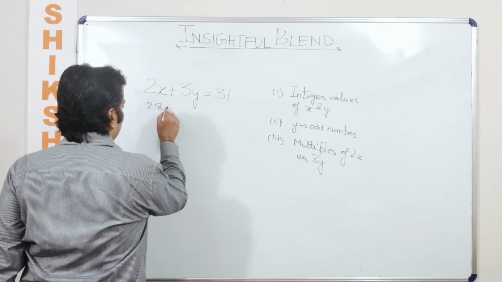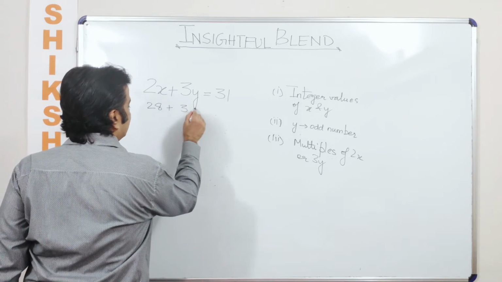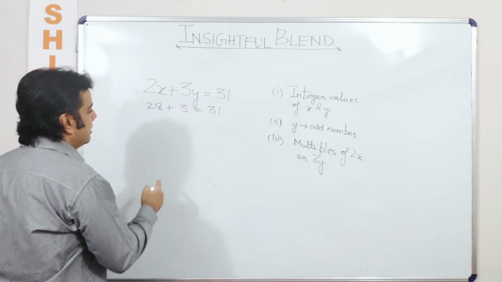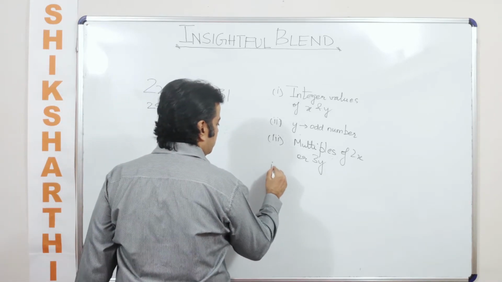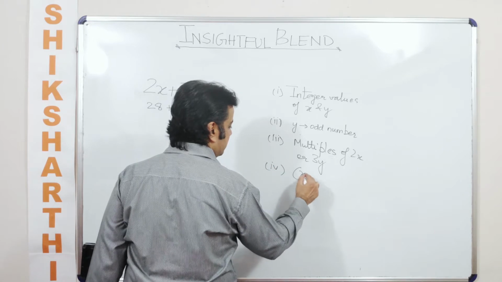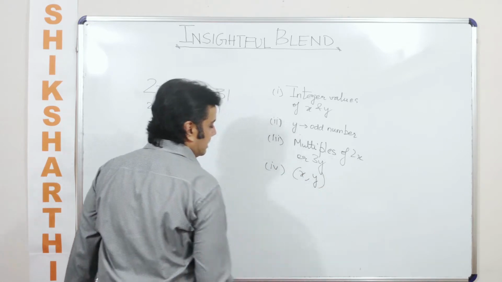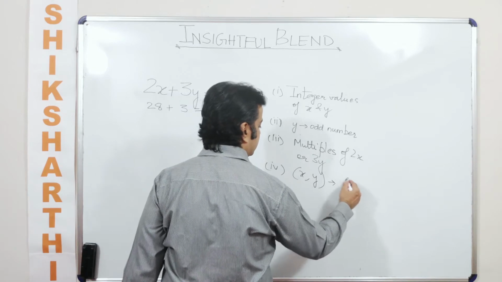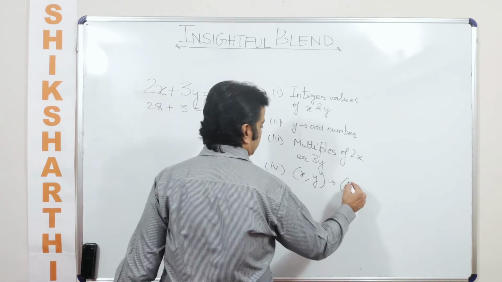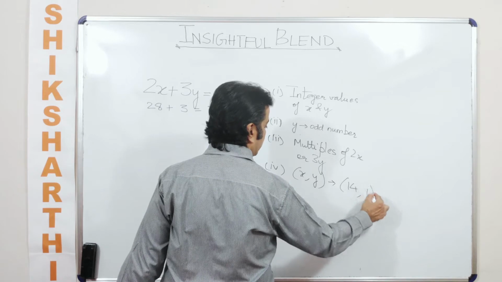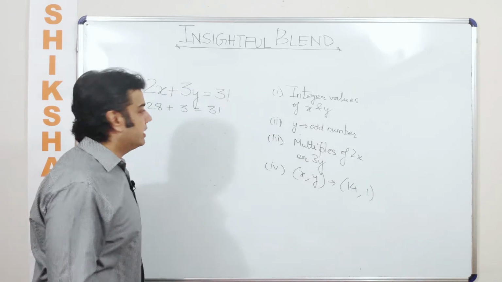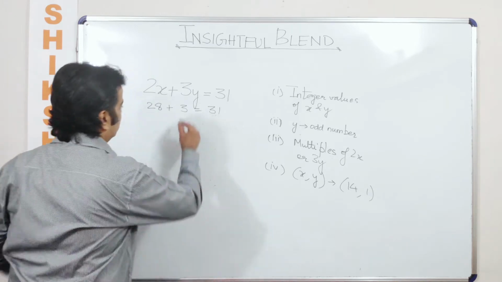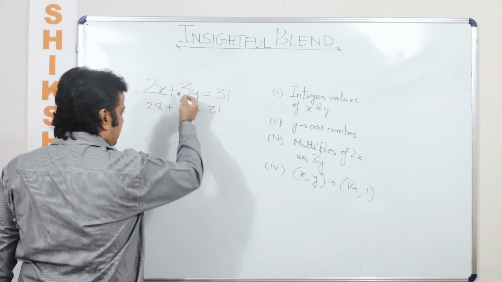In that case, 28 plus 3 is equal to 31. So you are able to immediately work out the minimum possible such pair. Which is the minimum possible pair x comma y? What is the value of x here? 14. And what is the value of y here? 1 is what you get. What is the next thing that you need to do? Now you can start working out. So now let's start talking about the multiples of 3.